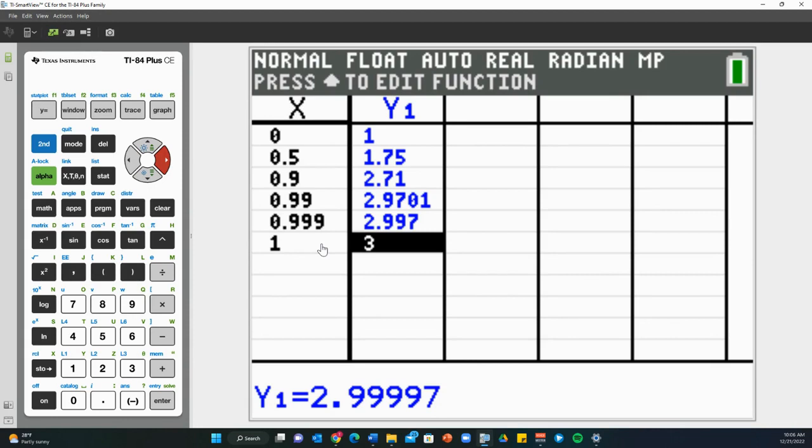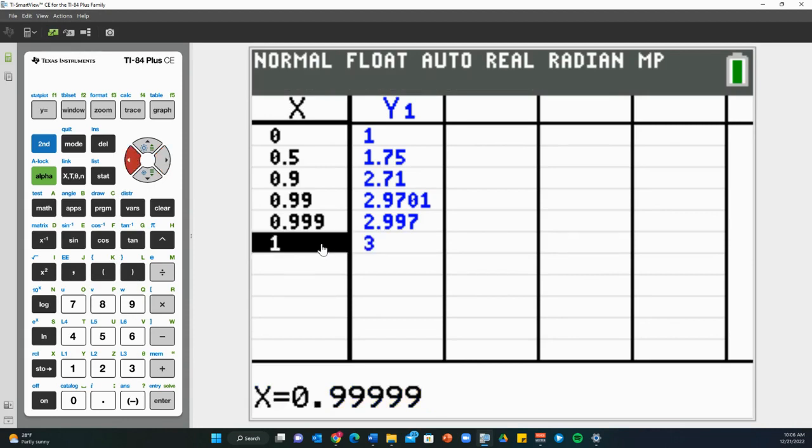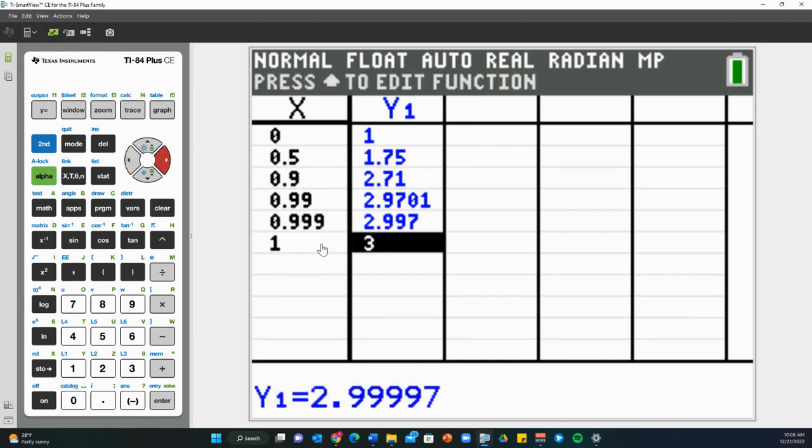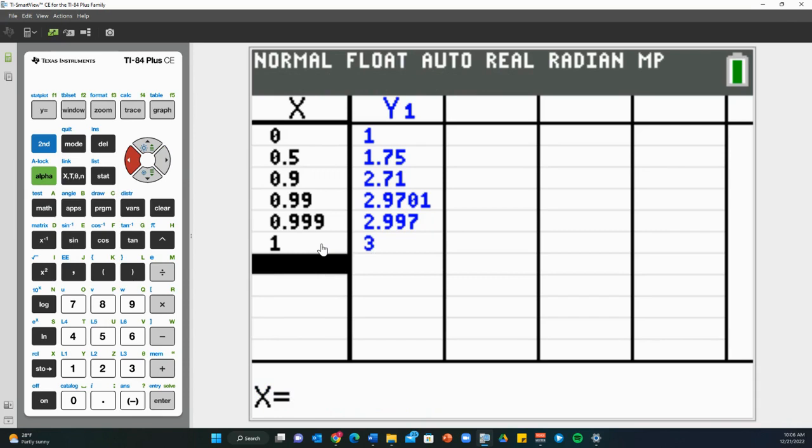It does not mean that the coordinates I have right here are 1, 3. It means that I'm really close to 1 and the y values are actually really close to 3. So that in turn is my one-sided limit. We can tell now that as x gets closer to 1 from the left side, the y's are approaching 3. So now I go back to the x column and repeat this process from the other side.